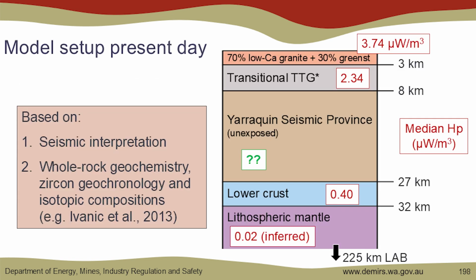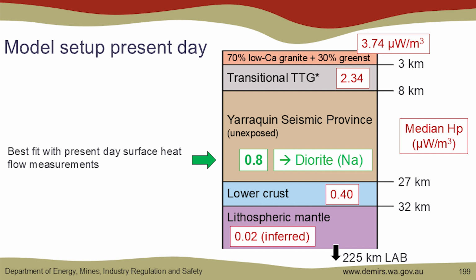So this shows the calculated heat production values that were used in the model. And all the ones in red were based on the geochemical data set. So these are real values derived from thousands of data points. Importantly, the Archean seismic province is a significant unknown. We have no information about this. Well, we do have those surface heat flow measurements. And so this was a great way to figure out what the heat production value of this unexposed unit that we know nothing about may have been.